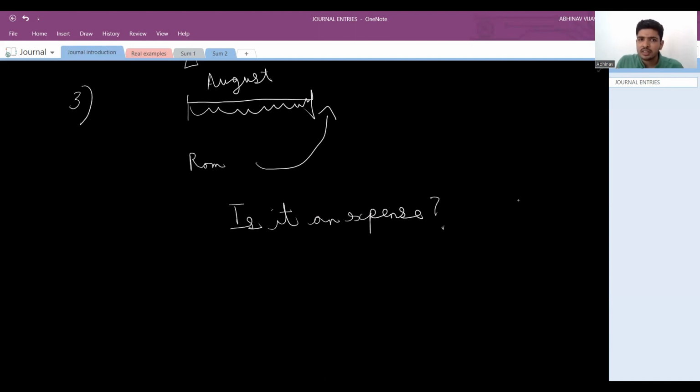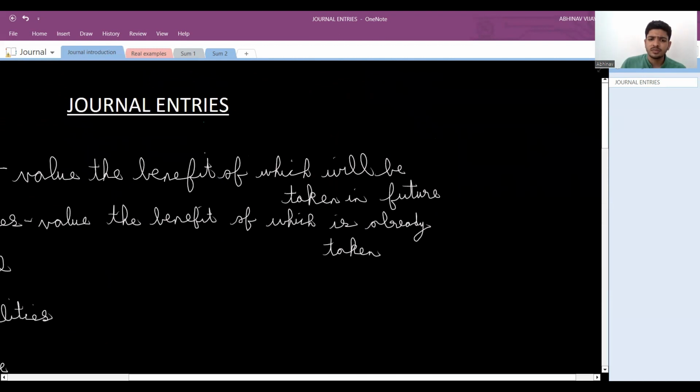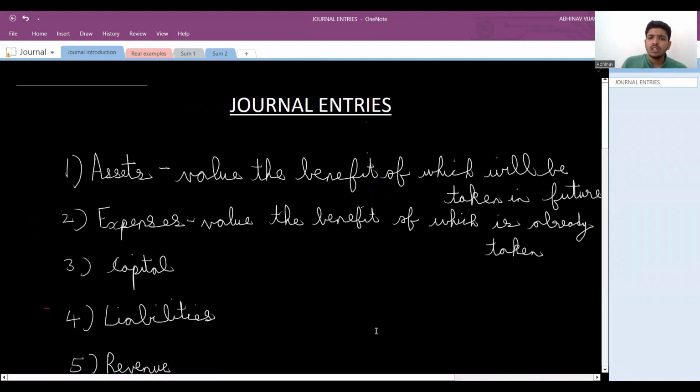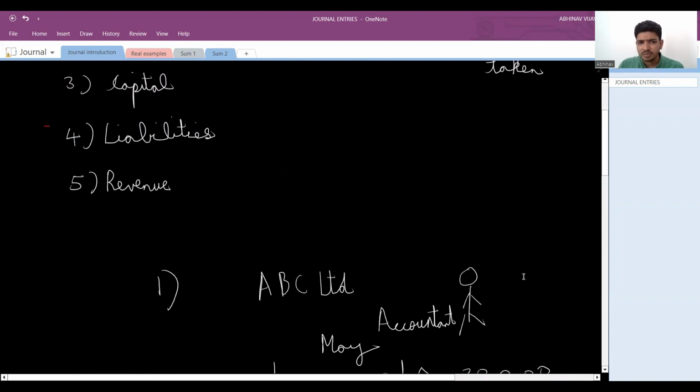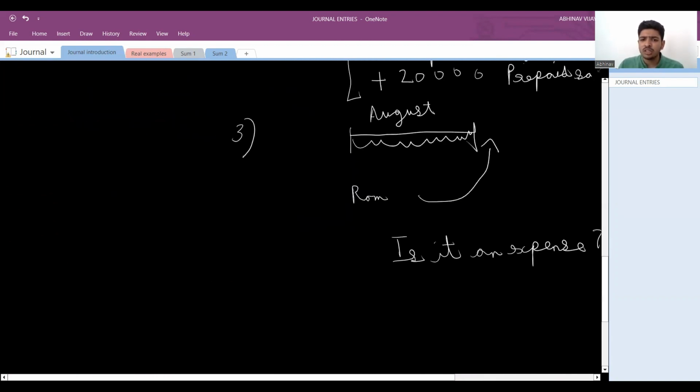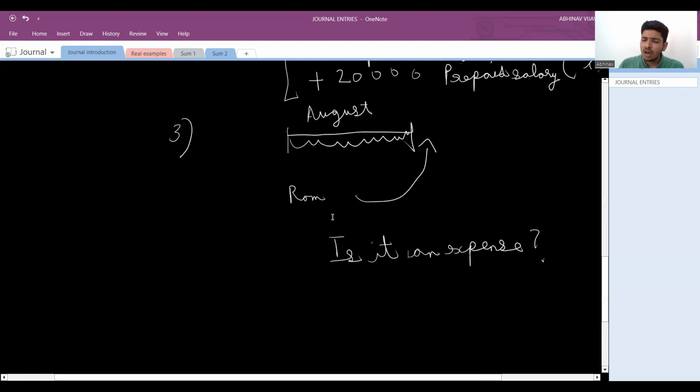This is where the concept lies. Is this salary which is not paid to Ram an expense? See, Ram also agreed, but is it an expense? Like I told you, anytime you get confused in journal entries, go back to the definitions. You'll get the solution for every journal entry from that basic definition. So the definition of expense: value, the benefit of which is already taken. In the month of August, is the benefit of Ram's services already taken? Yes, it's already taken. Then don't ask anything else. If it's taken, that's it. It's an expense. It doesn't matter if cash is paid or not.